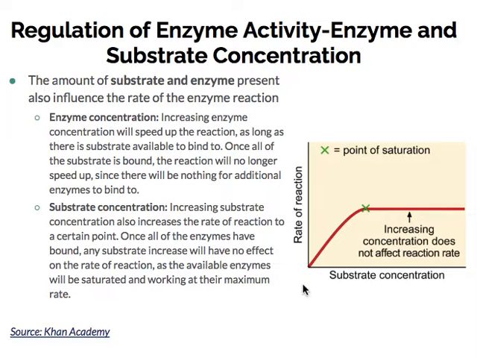So here again we have this graph, rate of reaction, substrate concentration. Okay, so here we have that enzyme working, increasing substrate concentration. Once we reach this X, this point of saturation, the increase in concentration does not affect the reaction rate. Okay, and again, that just happens as all the available enzymes will be saturated, and therefore they're already working at their maximum rate.